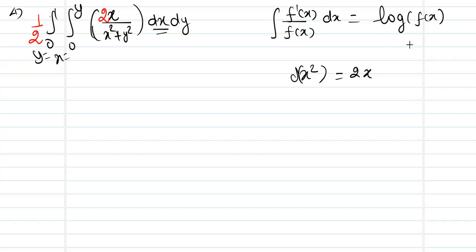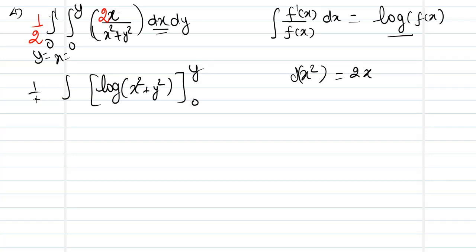So when I integrate, what is the answer? It is going to be log of f of x. What is f of x? x square plus y square. So now we are done with the first integration between the limits 0 to y, and still we have y varying from 0 to 1 to be integrated for dy.